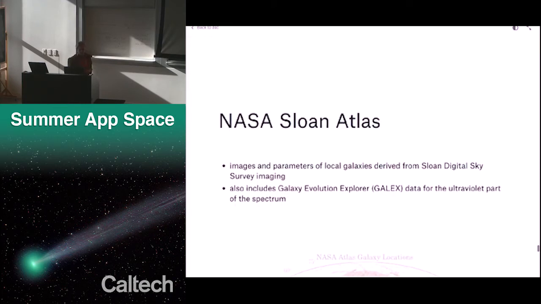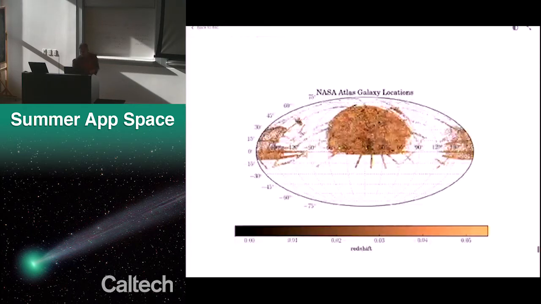There's also the NASA Sloan Atlas, which has images and parameters of local galaxies derived or computed from the Sloan Digital Sky Survey imagery. It also includes Galaxy Evolution Explorer data for the ultraviolet part of the spectrum. So here we have the locations of the galaxies in that atlas, which have a little bit more information about them because scientists went and derived a lot of parameters from the original data about these galaxies.